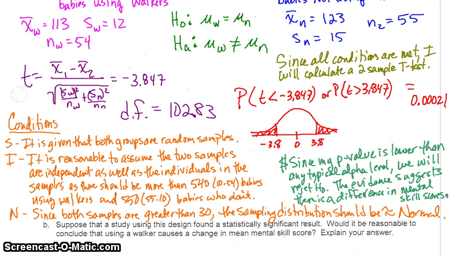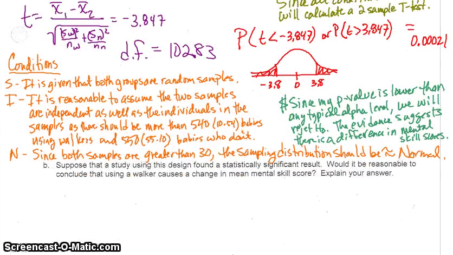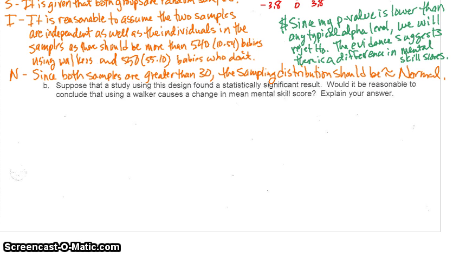Now let's look at the reasonability of this in terms of what they're asking in Part B. Suppose that a study using this design found a statistically significant result. Would it be reasonable to conclude that using a walker causes a change in the mean mental skill score? Explain your answer. I'm hoping that before conclusively saying this, we can eliminate any lurking or confounding variables. Why are babies put in walkers? Is there something to do with a difference in the babies as to why they're in a walker?